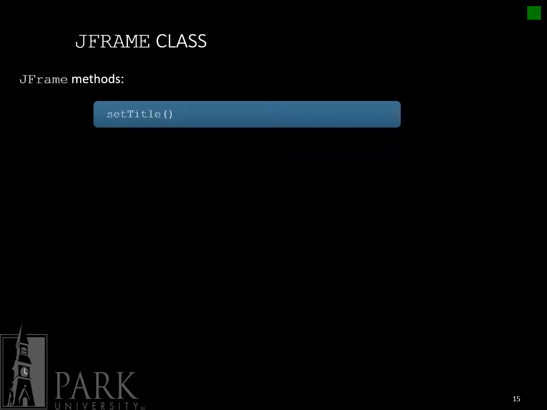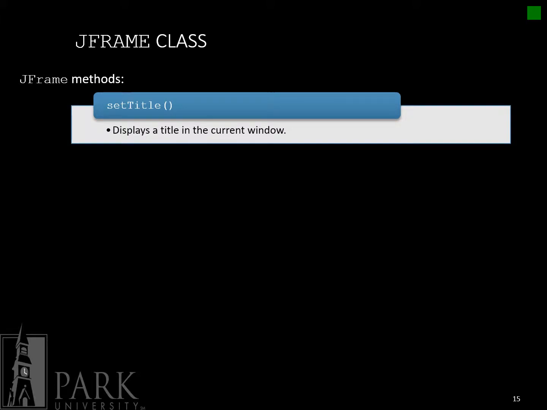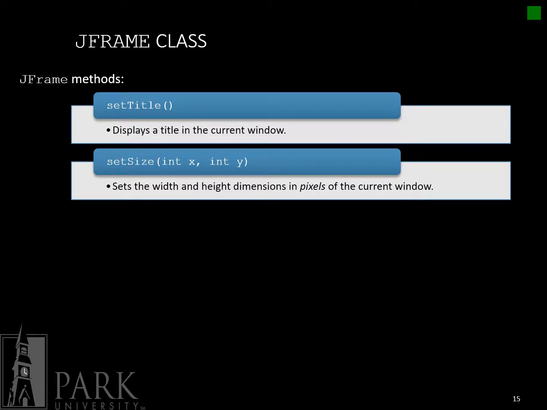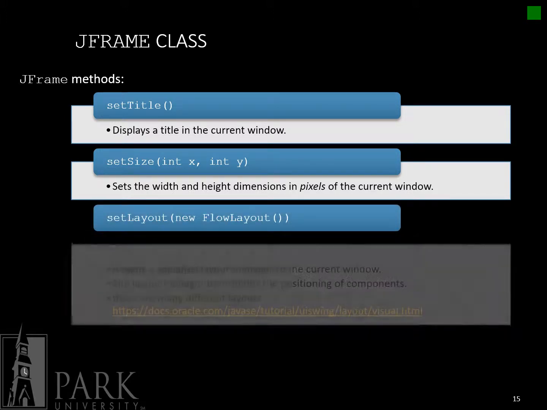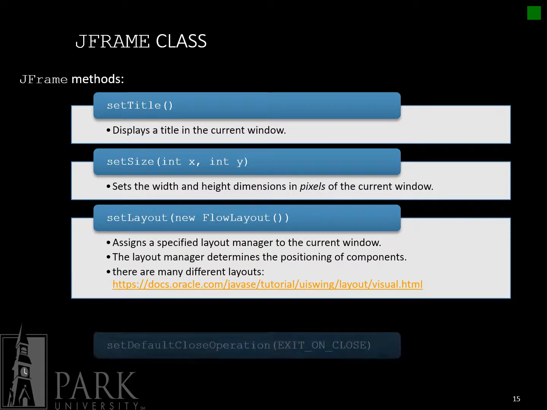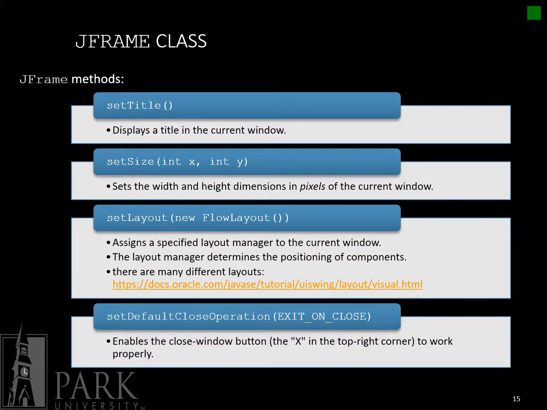The API for the JFrame class includes quite a few methods that you'll get used to using. First, there's the setTitle method, which tells the window what to display in the title bar. The setSize method allows you to specify the size of your window in pixels. The setLayout method specifies the layout manager the window uses. And we're going to cover layouts in Chapter 18, so it's not critical that you understand it right now, but you're going to get to it next week. Then we also have the setDefaultCloseOperation method, which is what will enable the close button functionality to work on the container.